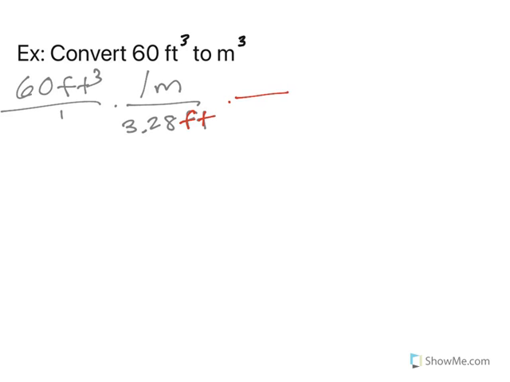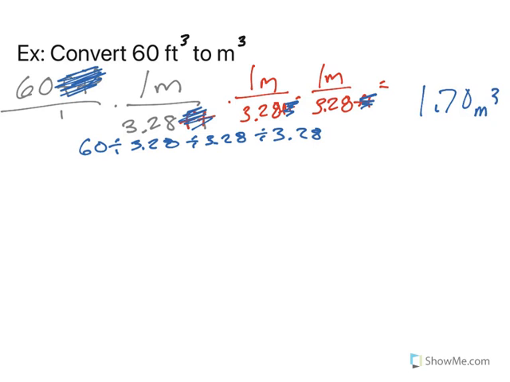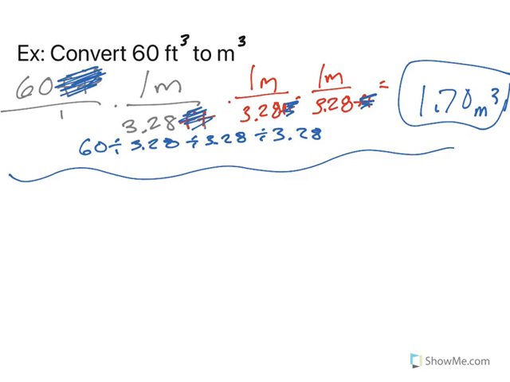You just do this 3 times. Oop, I forgot my feet here. Because feet cubed in the numerator is 1, 2, 3 feet in the denominator. So again, I take 60, I divide by 3.28, divide by 3.28, divide by 3.28, and I end up with approximately 1.70 cubic meters. Okay, now that is if you use the ratio of 1 meter to 3.28 feet.